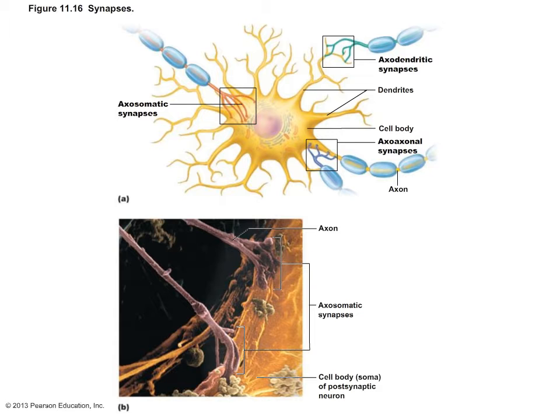On the other hand, we can also have an axodendritic synapse. This is where the axons of one presynaptic neuron synapse with the dendrites of the postsynaptic neuron. And finally, we can have something called an axo-axonal.